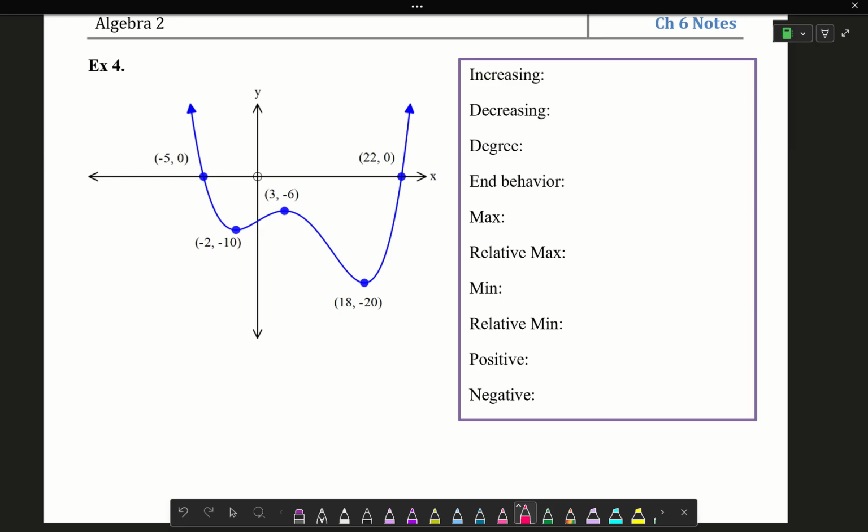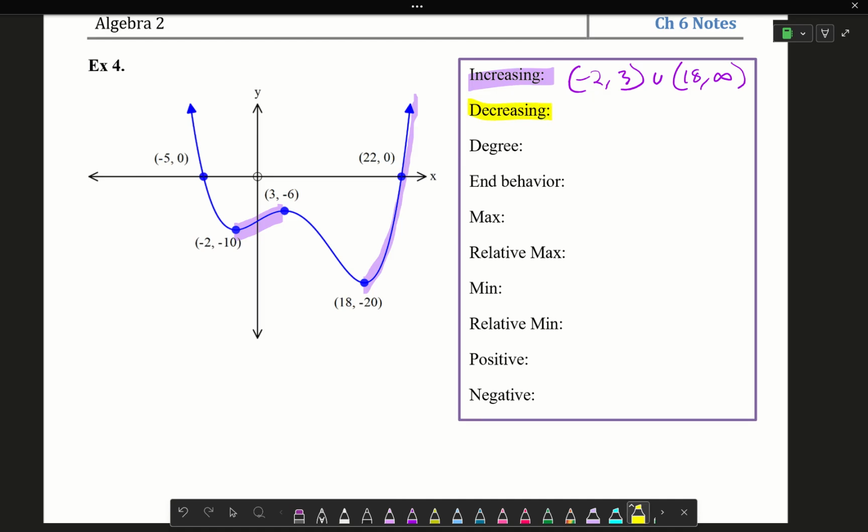Where is this graph increasing? So it's going to be increasing from here to here, and definitely from here to here. Going from left to right, we can see the graph is increasing. So that would be from -2 to 3. And we have a second one, so we're going to need a union here. It would look like from 18 to infinity.